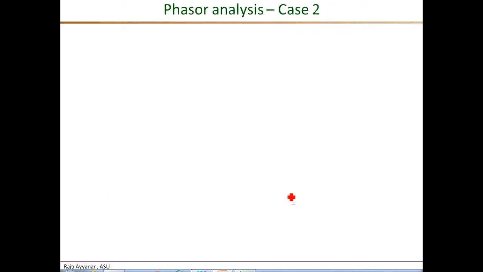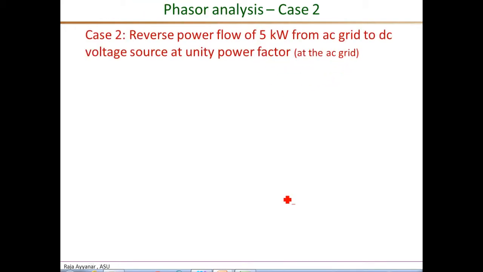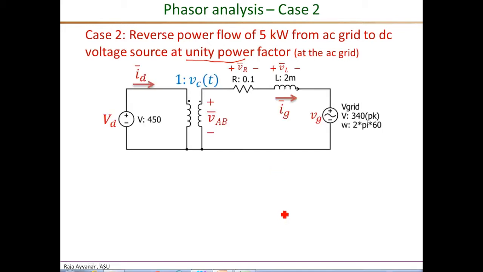So that brings us to case 2, which is a reverse power flow of 5 kilowatt from the AC grid to the DC voltage source and at unity power factor. Now the analysis method is going to be identical to case 1, just that the numbers would be different, corresponding to the different power flow direction and a different power factor. So we will start with the cycle by cycle average model.